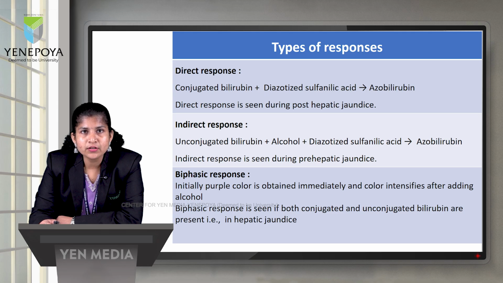Biphasic means initially the purple colored complex is obtained immediately when the diazotized sulfanilic acid is added to the serum sample. The color will get intensified by adding alcohol. This biphasic response is seen mainly when there is a presence of both conjugated and unconjugated bilirubin in the serum sample, which is mainly seen in hepatic jaundice.